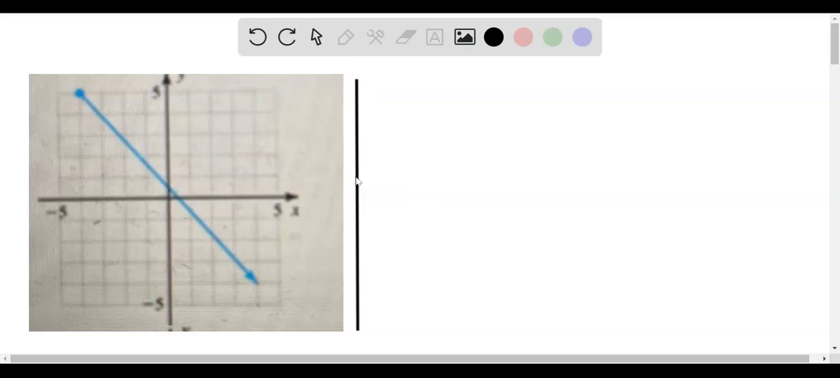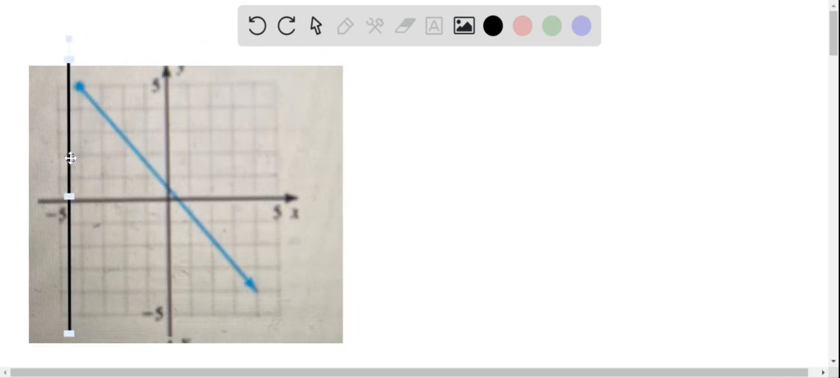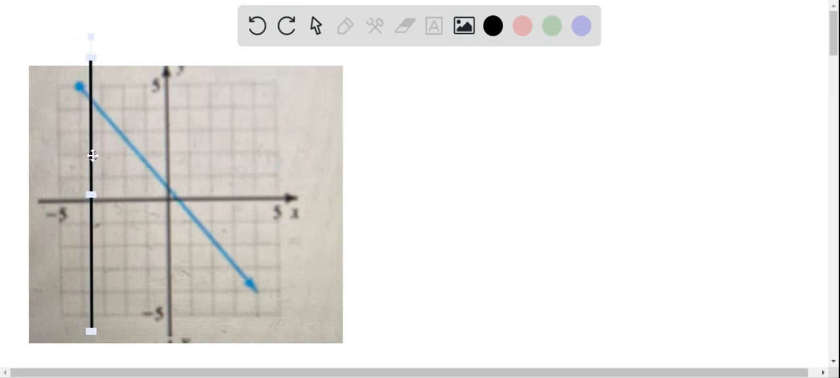Let's decide if the graph is a relation or a function. I'm going to decide this using the vertical line test. So I'm going to pass this vertical line starting from left to the right of the graph.